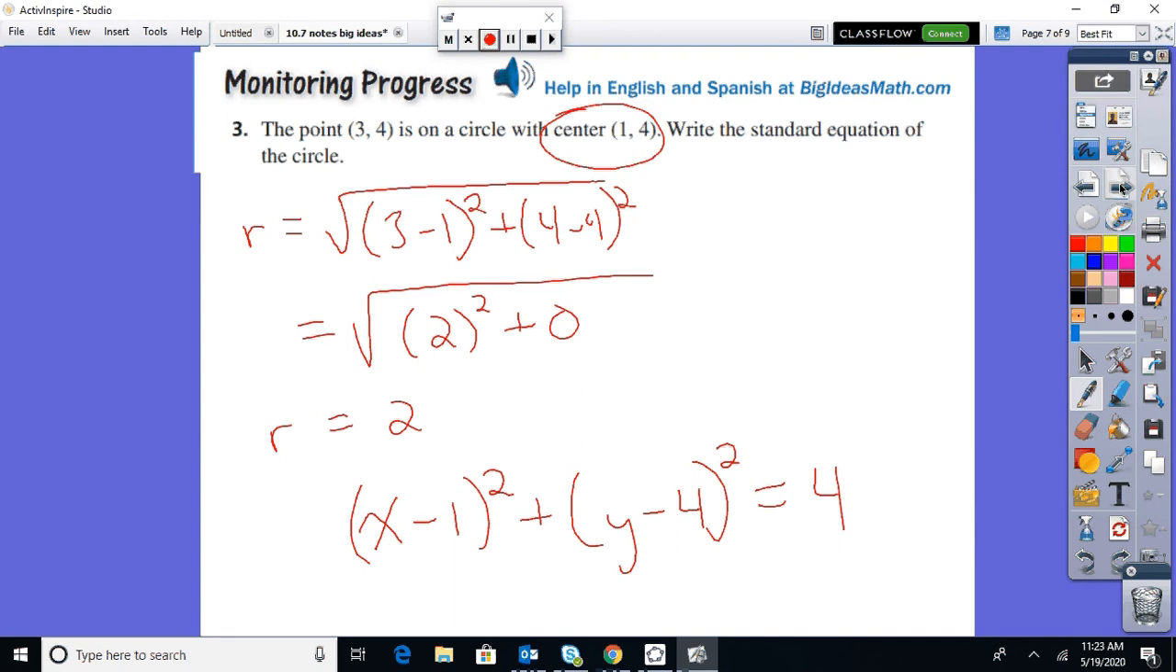And the next one we've got: the point (3, 4) is on a circle with a center (1, 4). Write the standard equation. So now you've got to do a little bit of work.